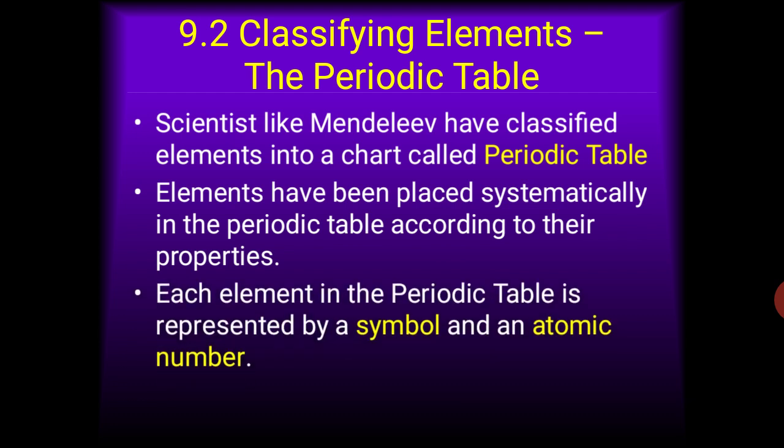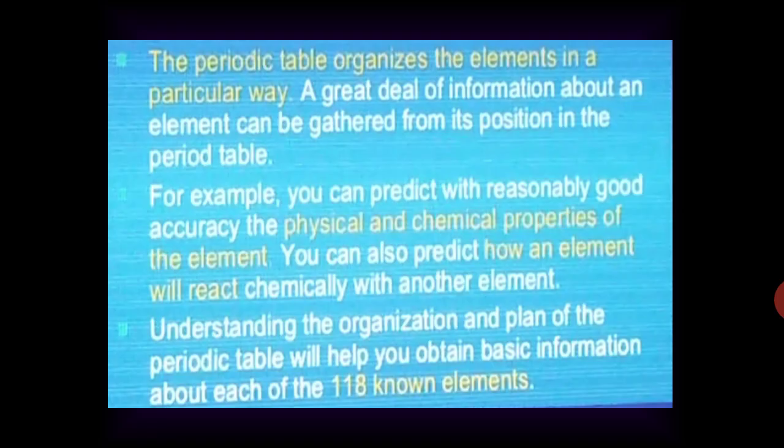Each element in the periodic table is represented by a symbol and an atomic number. The periodic table organizes the elements in a particular way. A great deal of information about an element can be gathered from its position in the periodic table. So it is very beneficial for us. For example, you can predict with reasonably good accuracy the physical and chemical properties of the element. You can also predict how an element will react chemically with other elements.